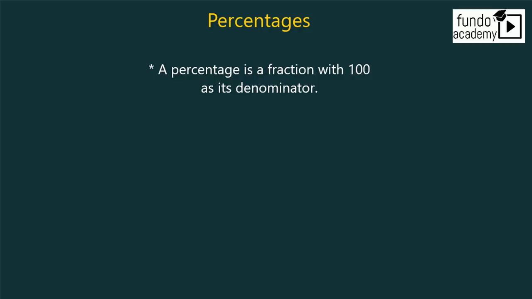A fraction with a denominator of 100 is a percentage, and we write that, let's say example 20%. 20% is 20 over 100. So that's what a percentage is. If you have a fraction with a denominator of 100, it can be expressed as a percentage. In this case, 20 over 100 is 20%.